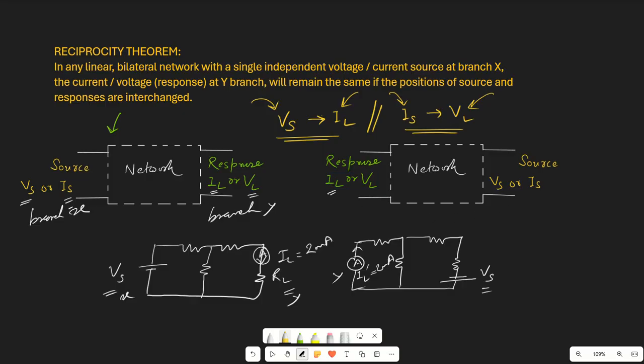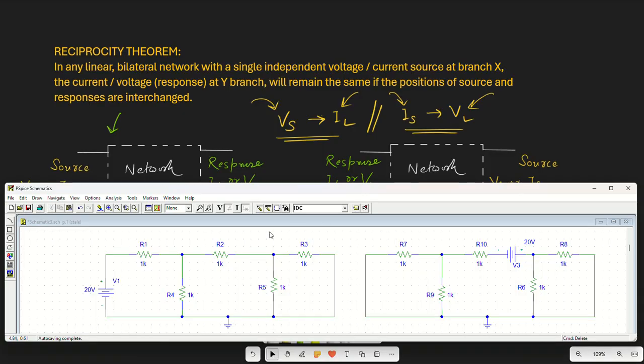And for solving these circuits, we can use any of the methods. Like we can use mesh analysis, we can use node analysis, right? So let us consider the circuit in a simulation. As you can see here, we have a 20 volt source, and this is our circuit consisting of 1 kilo ohm resistors, all are 1 kilo ohm. Now this is our load, suppose this is our RL. Now what will happen if we interchange the position, then for this RL we will determine the current in this branch. In this branch we will be having the source, so this 20 volt will appear here.